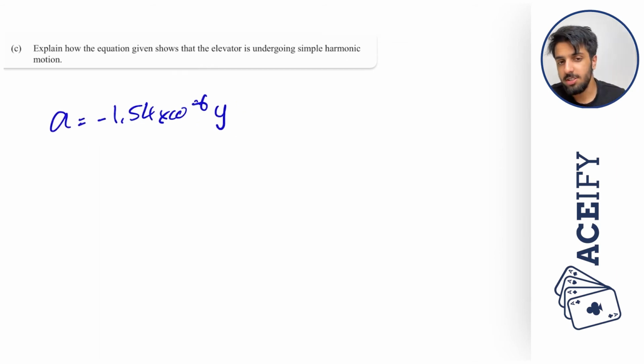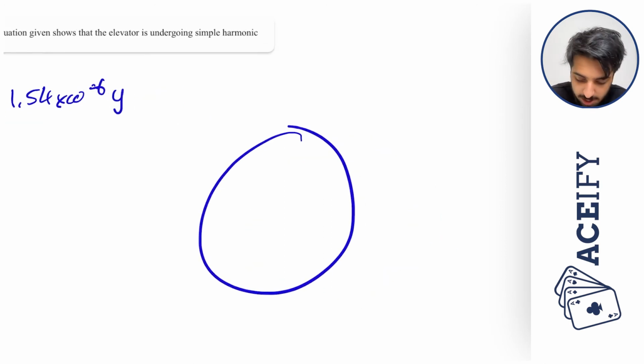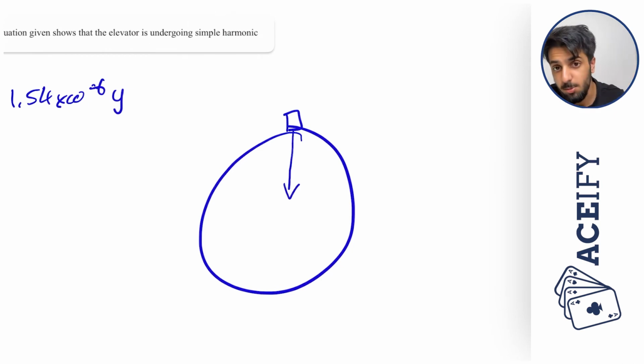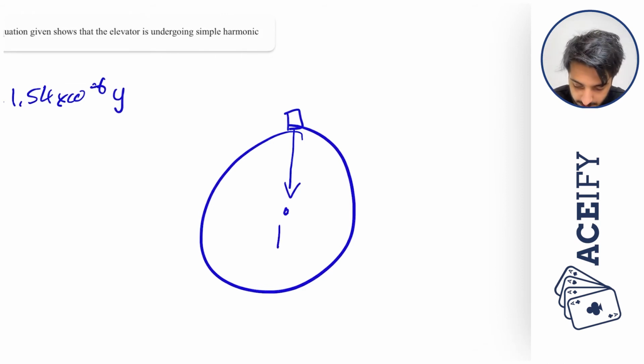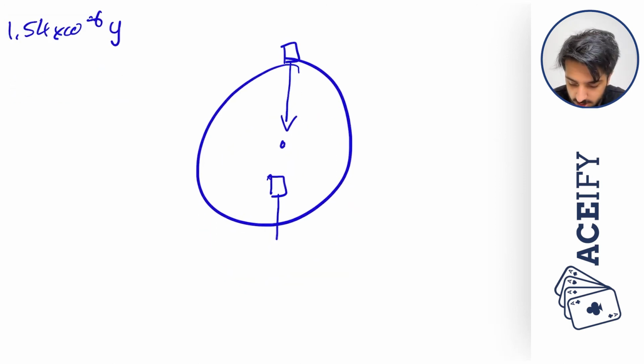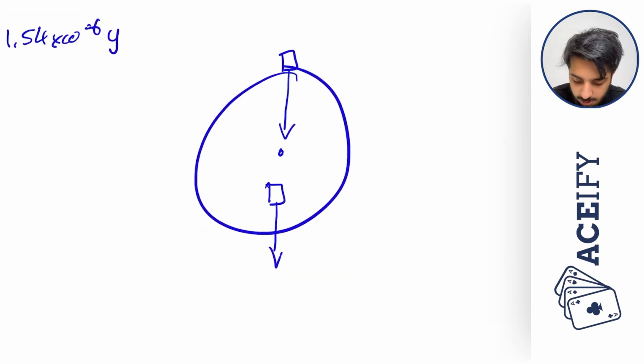Okay, so if we understand our situation, we can see that we have our Earth right here and we have our elevator at the top. The elevator is going to go downwards, right? This is because the force of gravity is going to act towards the center. And as it reaches the midpoint, the elevator is going to be like right here. Its motion is going to be directly downwards. However, the force is going to be upwards, right?